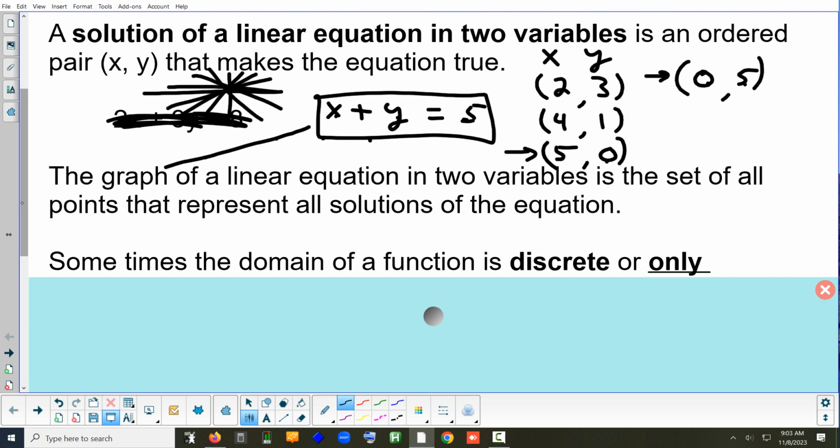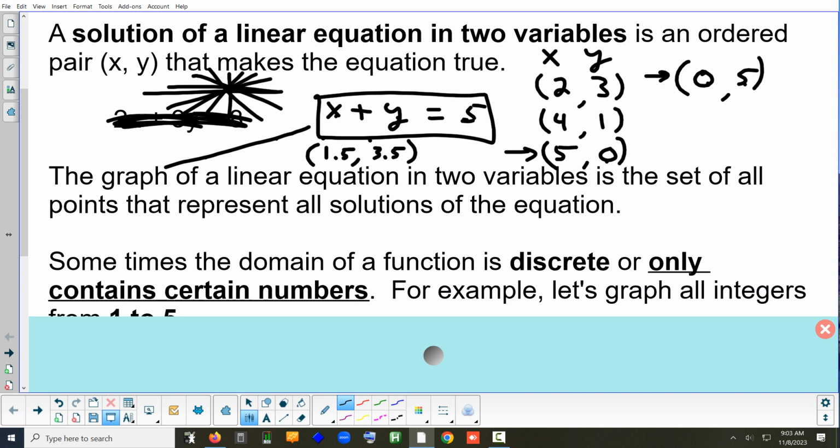Now, in that problem, you could plug in anything you want for x. You can even start to get fancy. You could do like 1.5 and then 3.5. If you add 1.5 to 3.5, you get 5, right? So you could start using decimals. You could start using fractions. You could use negative numbers. There's a ton of things that add up to give you 5.